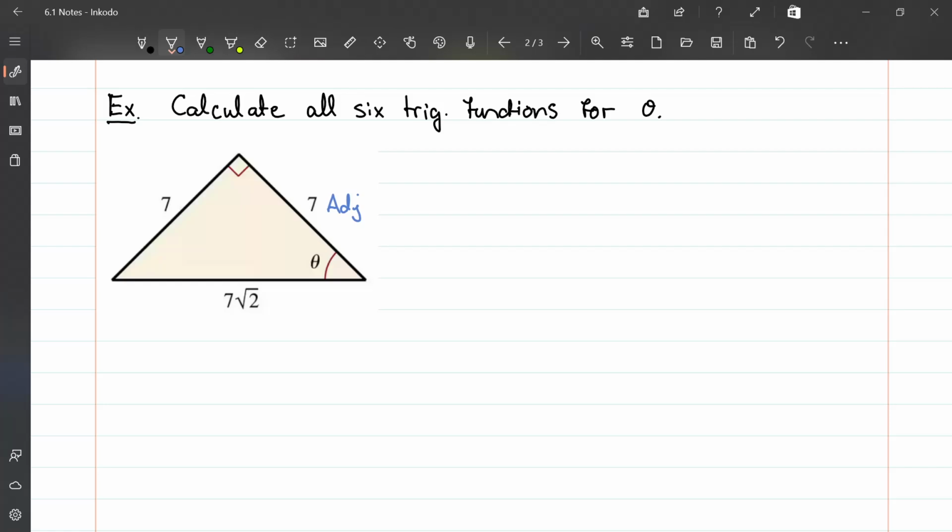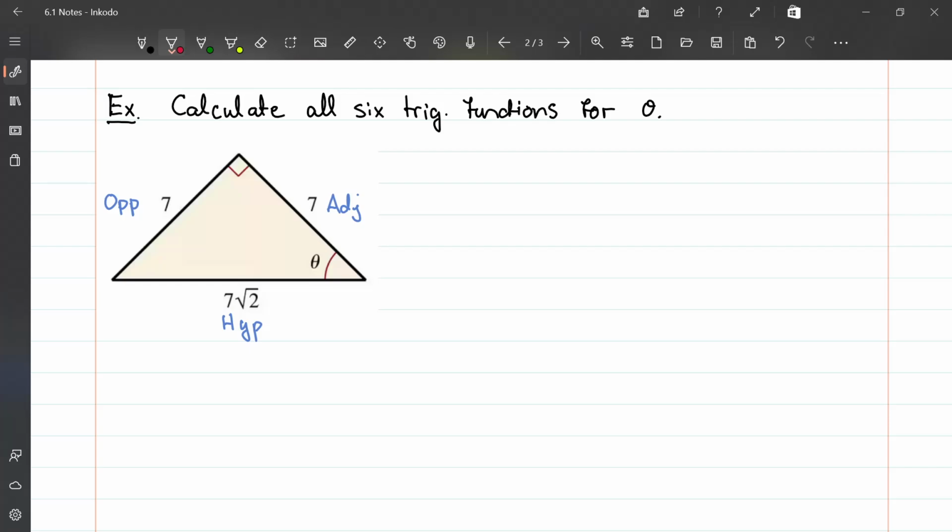The side opposite theta is the other leg of the triangle, not the hypotenuse, other than the adjacent. So that would be this side here. And of course, the hypotenuse is pretty easy to find. It's the one opposite the right angle. Now that we have these definitions, it's easy enough to do the calculations.